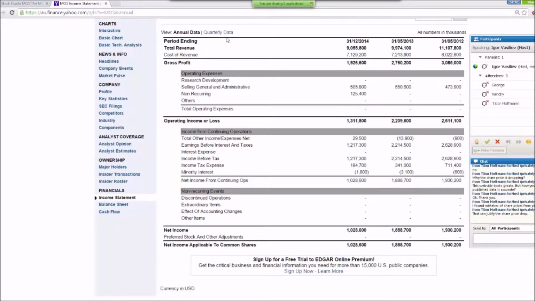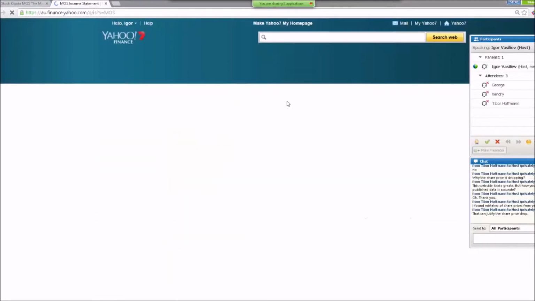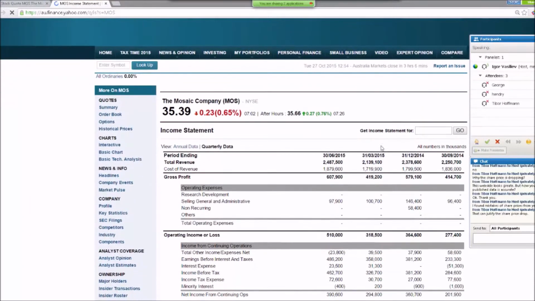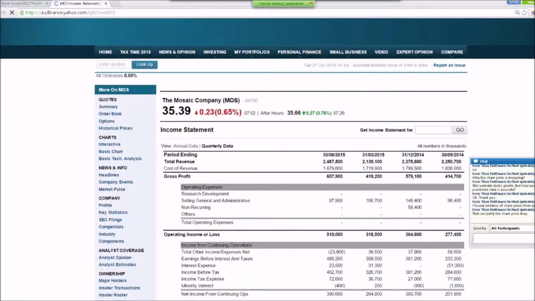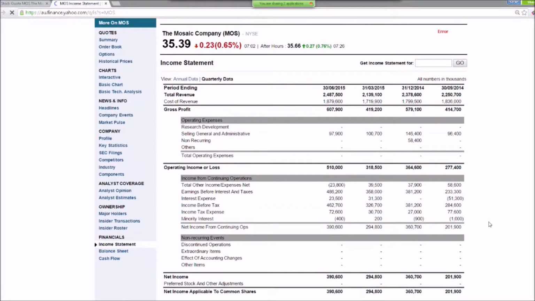Now, also it's important to look at quarterly data. What was happening during the last 4 quarters? So what can we see here? That gross profit was 414 million, then 579, then 419, then 607. So we can see that actually there was growth. If we look at September 2014 and June 2015, we can see that there definitely was growth here.